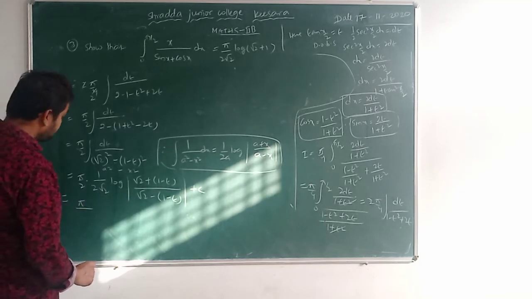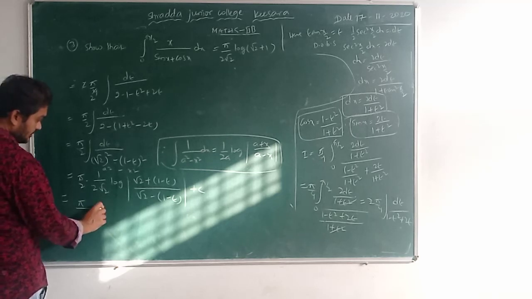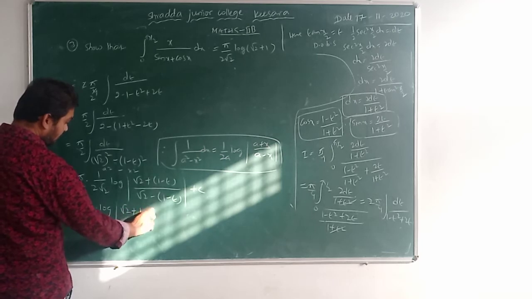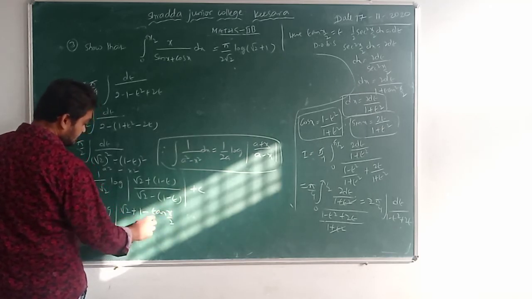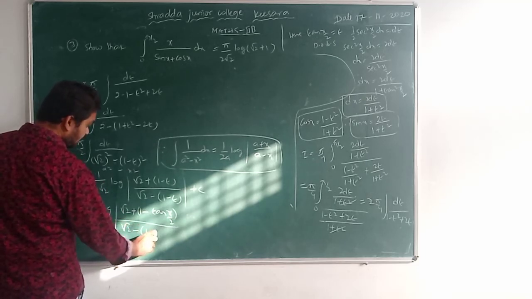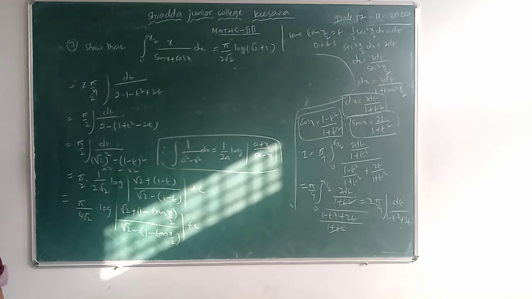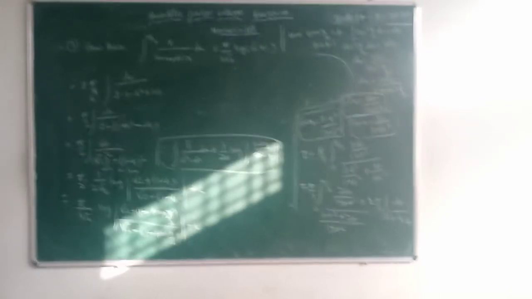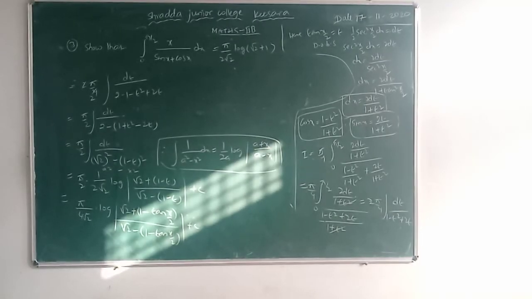Now pi by 4 root 2 into log of mod (root 2 plus 1 minus t), where t is nothing but tan x by 2, by (root 2 minus 1 minus tan x by 2), plus c. Now we have to apply the limits.